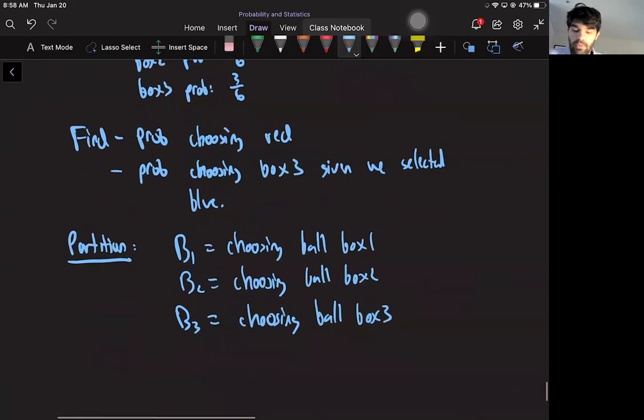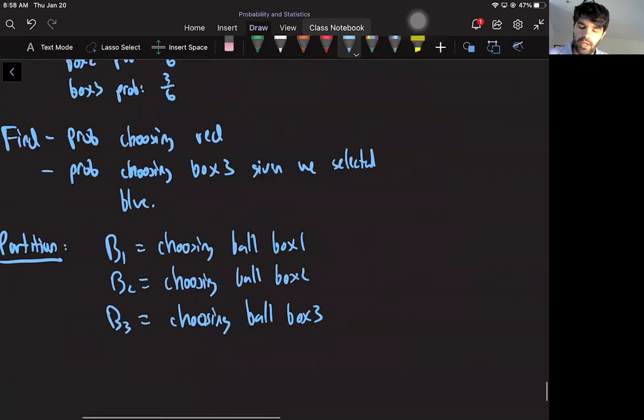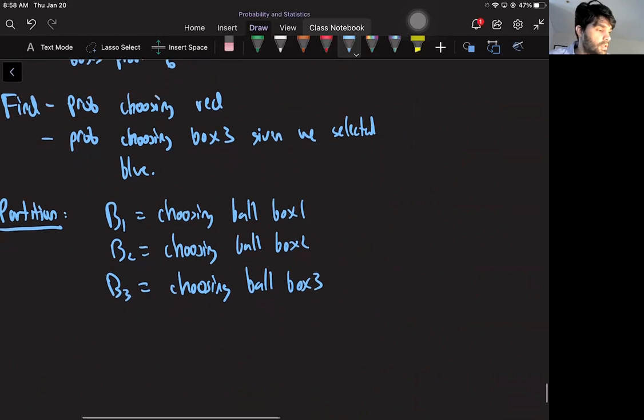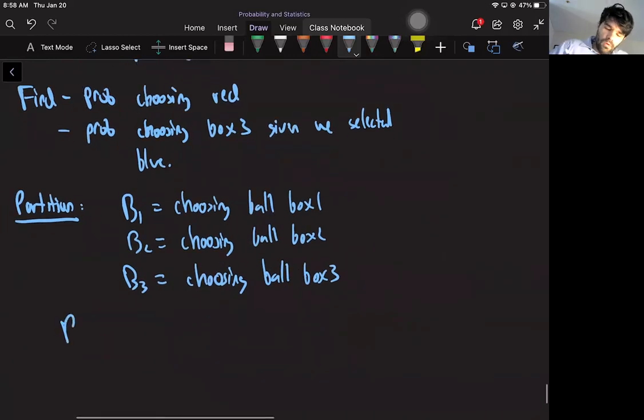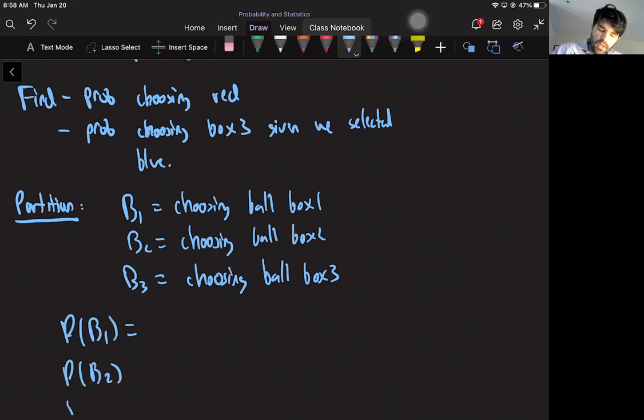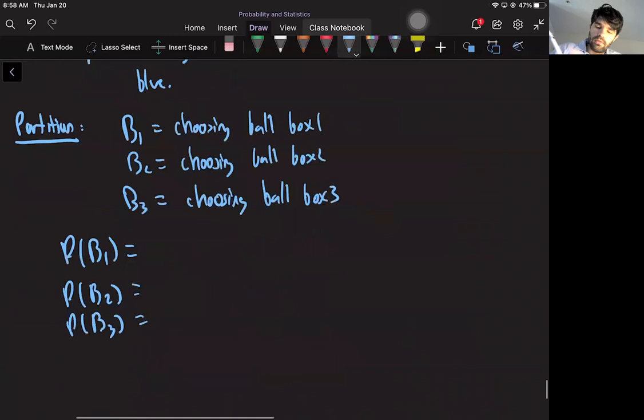Okay, so you either choose a ball from box 1, box 2, or box 3. There's no overlap, and they make up everything in the sample space, so these 3 events are a partition of the sample space. So then we know the probability associated to each event in the partition. What you need to use is Bayes' rule. So we might as well write those down. Those are just given to us up here: 1/6, 2/6, 3/6.